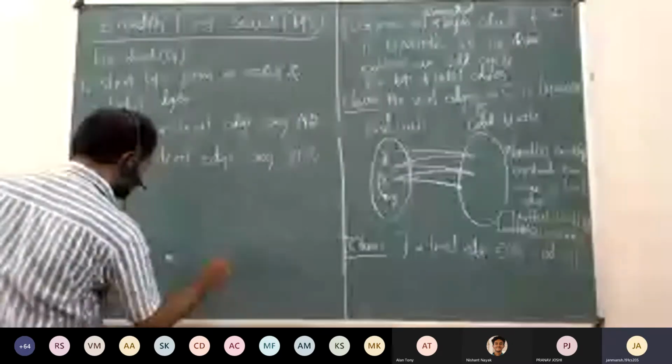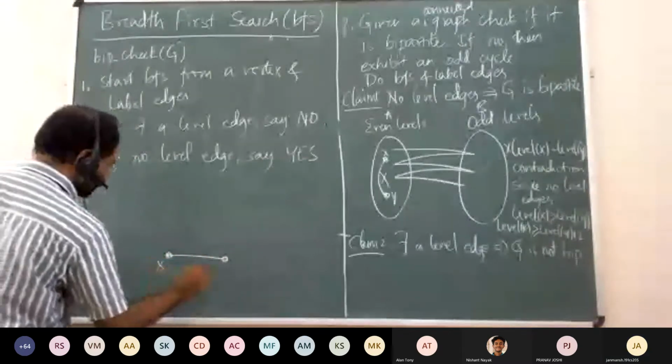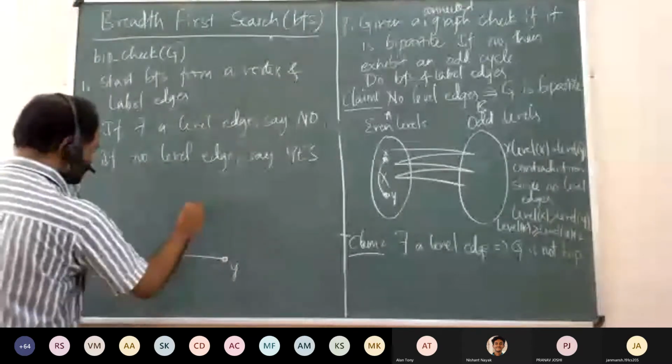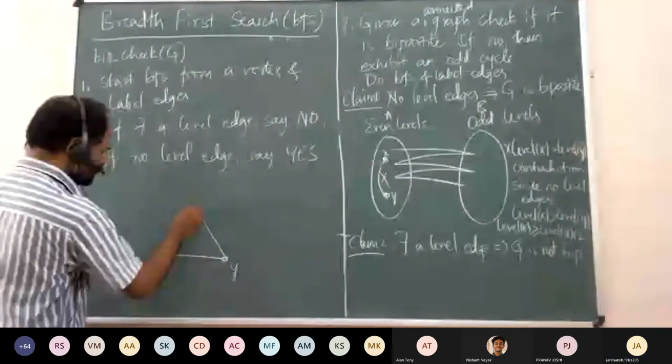Okay. Suppose there is a level edge like this, right? So X and Y are in the same level. Now you said that you take the common ancestor, something like this, is it? Yes, sir. Now, why should such a common neighbor exist?